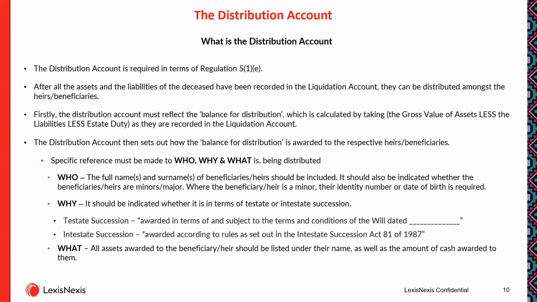And then lastly, now that we've indicated who would be receiving the distribution and why they would be receiving it, we also need to list exactly what they will be receiving. So underneath that beneficiary's name, we then list all of the assets awarded to that beneficiary. And we also list any cash amount awarded to that beneficiary.